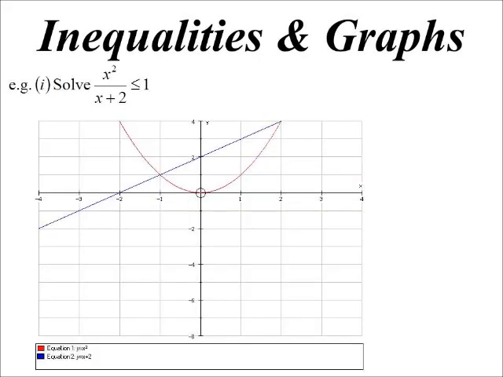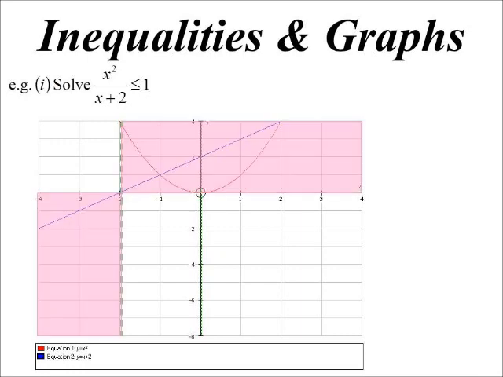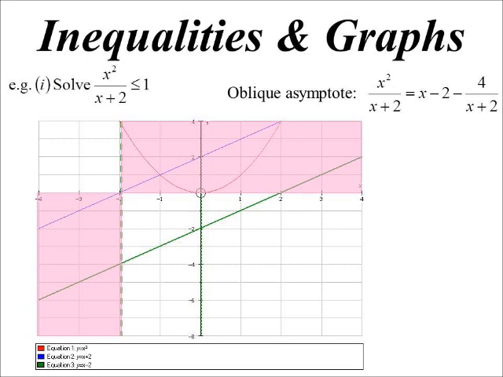But if we were to draw the graph y equals x squared on x plus 2, so it's my red parabola divided by my blue line, I'd have an asymptote at -2. Break it up into its areas so I know where it's positive and negative. I know it's going to have an oblique asymptote, because when I do a polynomial division I get x minus 2 minus 4 on x plus 2. So there's my oblique one, and there's my curve.